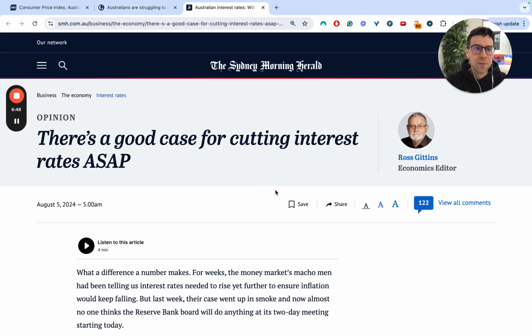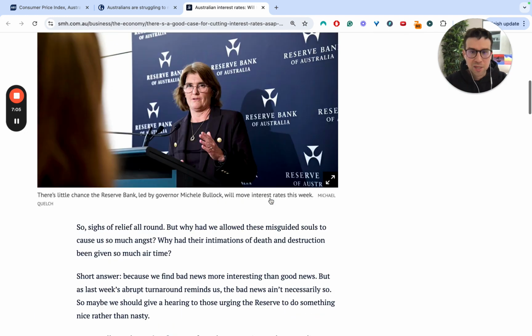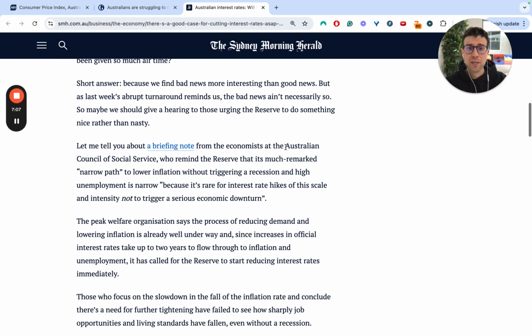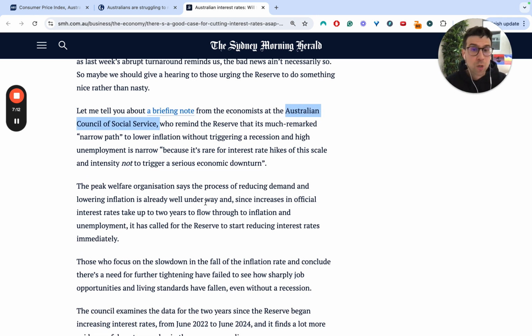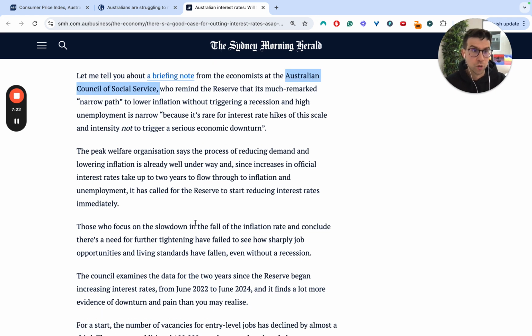Now, one final comment here is about the conflict in objectives. The RBA needs to maintain full employment as well as the inflation target because they've now got a dual objective, but also manage the worsening distribution of income and wealth that can come with rising unemployment. Now, Ross Gittins has a great piece here, particularly looking at some briefing notes that the Australian Council of Social Services have provided. They're the peak welfare organisation across the nation, and they're really looking at how we can support people who are unemployed, don't have work, and are struggling on the poverty line.